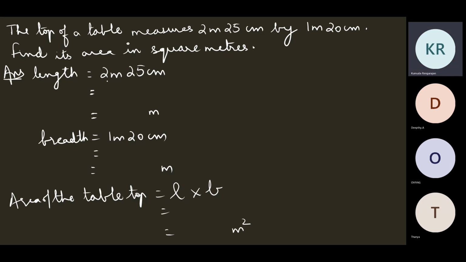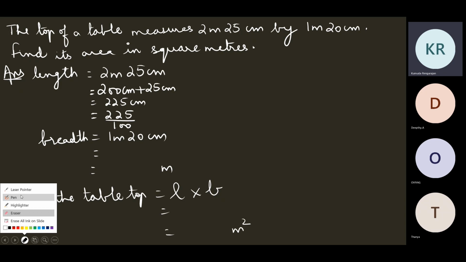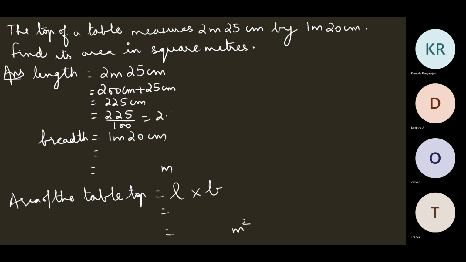Oh, okay, fine. So 2 meters is 200 centimeters. 200 centimeters plus 25 centimeters is nothing but 225 centimeters. Now to convert this to meters, you divide by 100. 225 divided by 100 is equal to 2.25 meters. Your answer is correct.